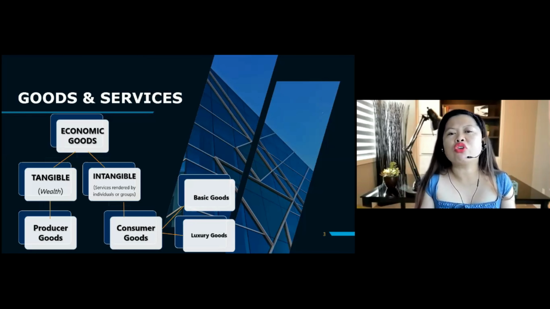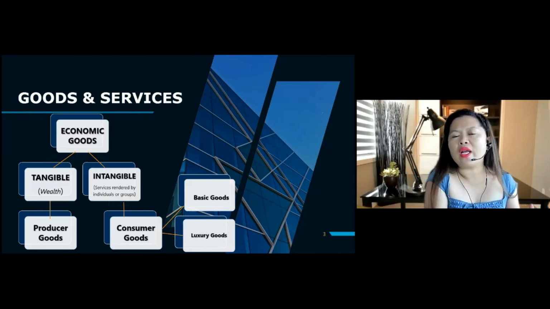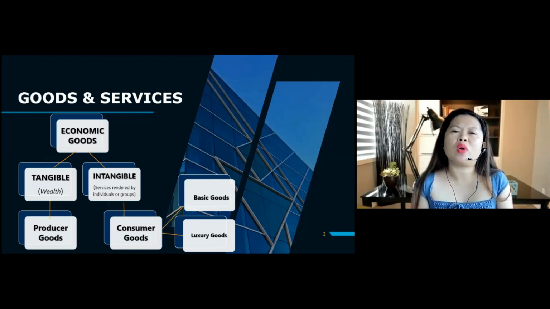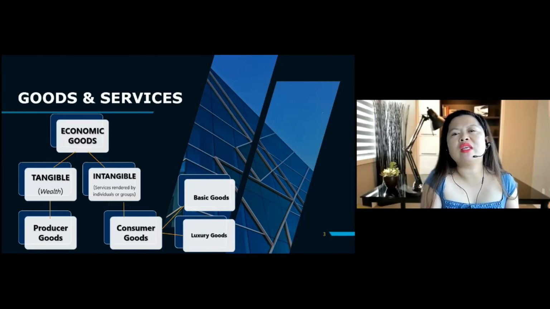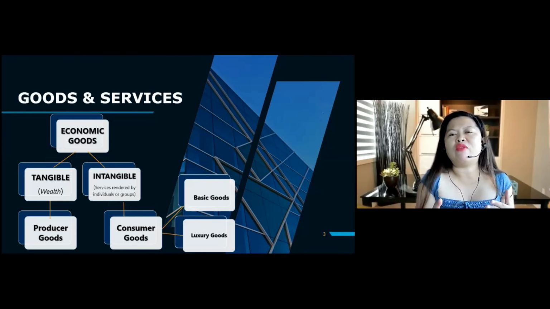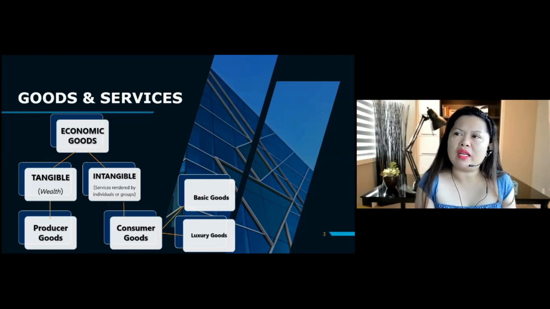So these consumer goods, lastly, are classified according to their function. Are they basic or luxury goods? What are basic goods? Goods that are used to satisfy the gut-level needs of man, such as food, shelter, and clothing. Very basic. But don't include the brand. For example, if your basic good is Levi's pants, it's not basic because it's very expensive. So it depends on the user also.